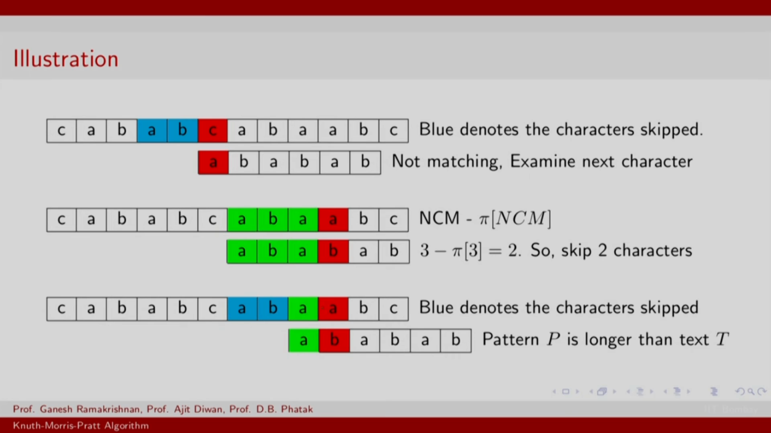We continue. A matched A, didn't match B, and now there is actually no scope for further matching because we actually exceeded the right threshold of T. So we need to do this only for n minus m steps on the text T.